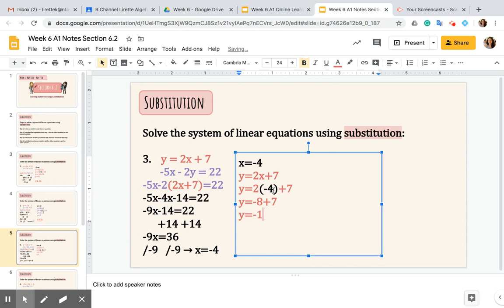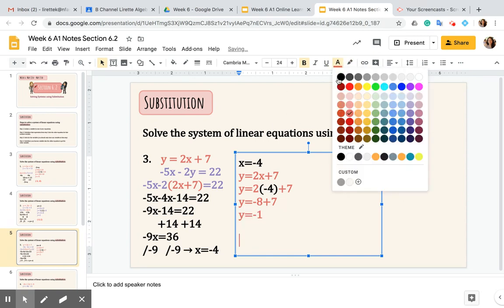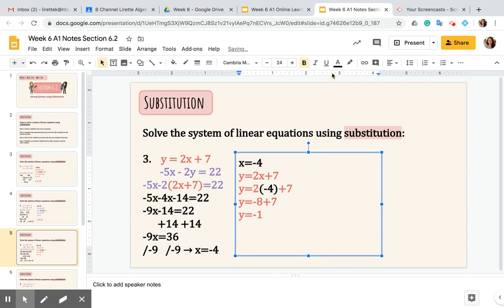Forgot my equal sign. Now that I have a y value, I can put everything together as an ordered pair. I get -4 for the x value, -1 for the y value, and I enclose it in parentheses.